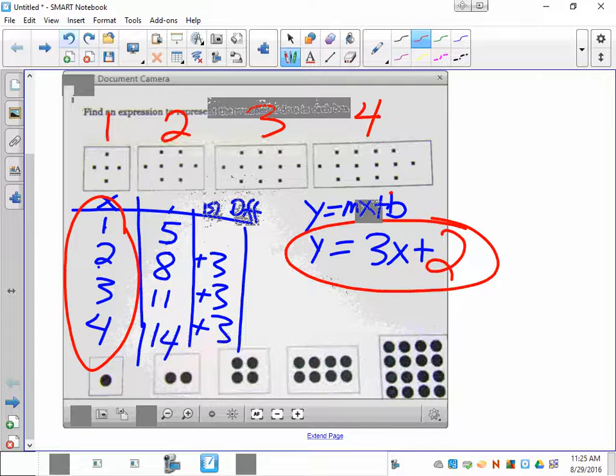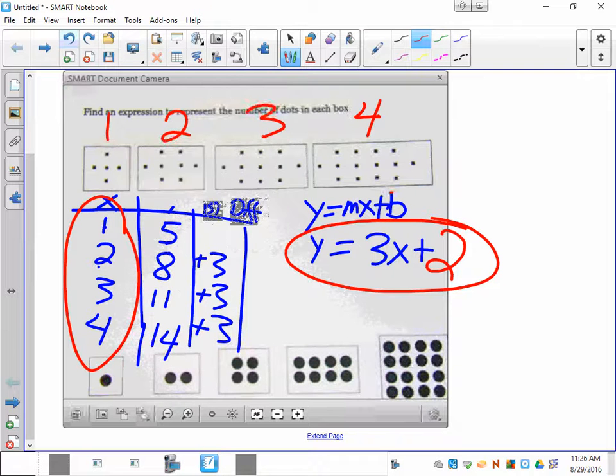Because we should be able to. 3x plus 2. X is the number of the box. So in box 1, you should see a single x. In box 2, you should see 2 x's. In box 3, you should see 3 x's. And so on. Does anybody see plus 2 in any of the boxes?